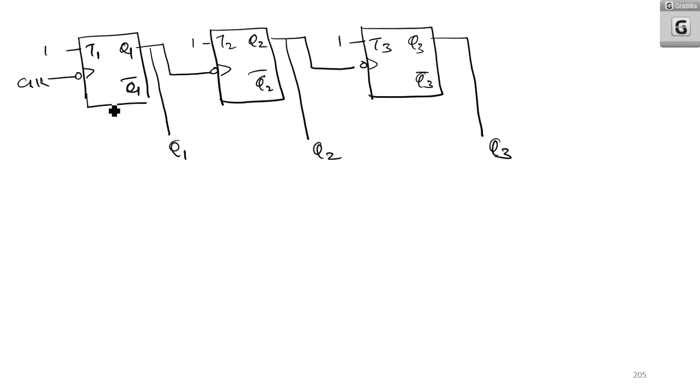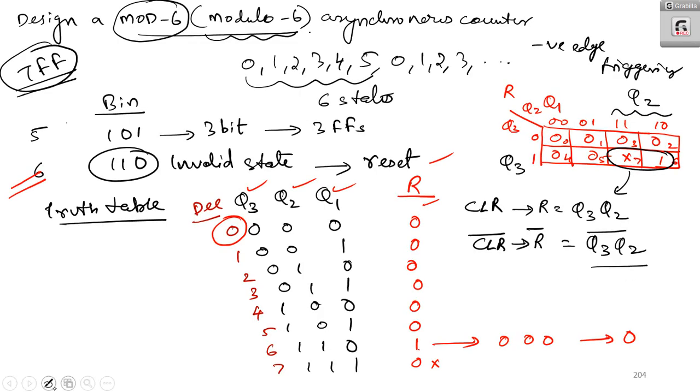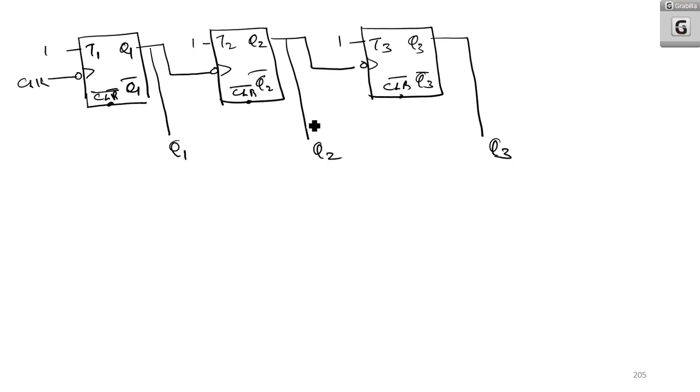Now suppose I am giving into clear bar. Here I am having clear bar. What is clear bar? I have got the expression as Q3, Q2 the whole bar, and I am connecting it to all clears. So your logic circuit of the asynchronous counter is over.